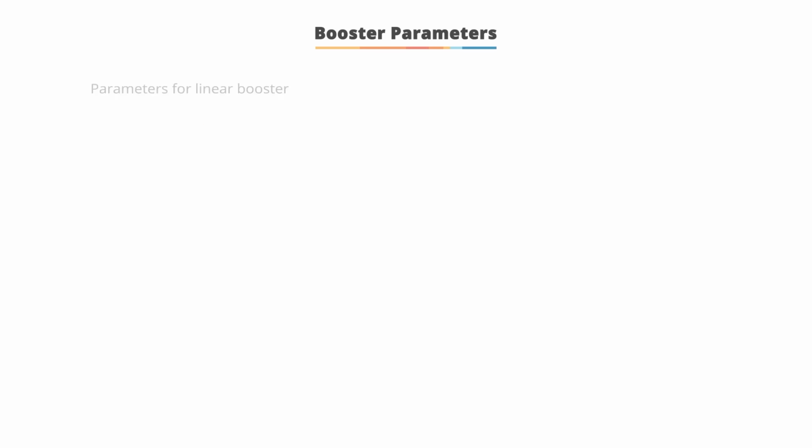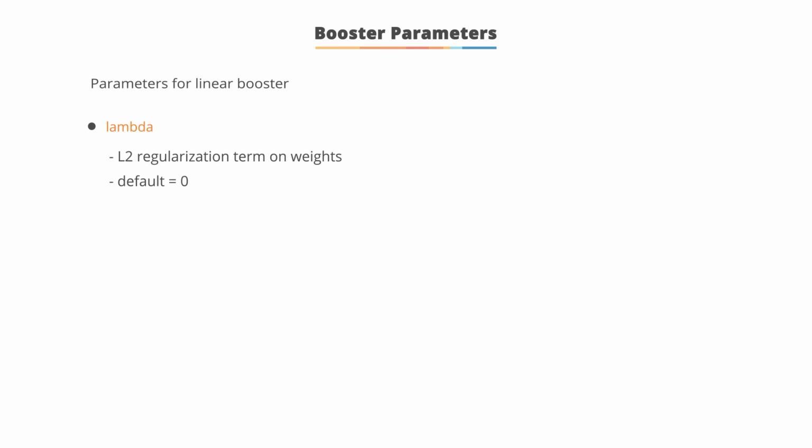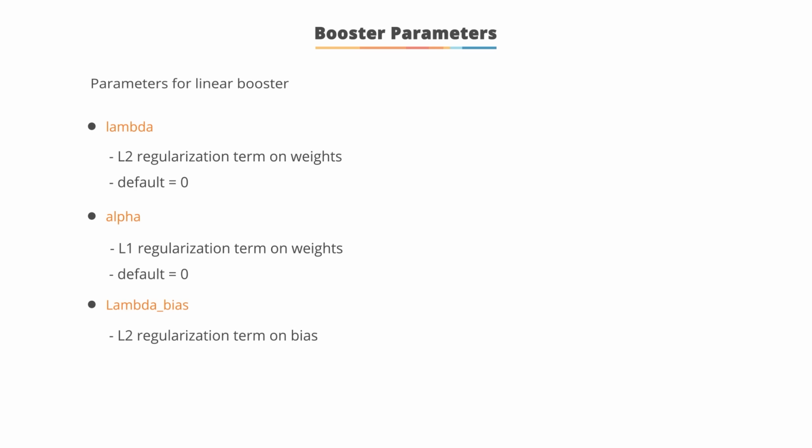Now let's understand the parameters for linear booster. Lambda defines the ridge regression regularization term on weights. Increasing this value will make the model more conservative. The default value is 0. Alpha defines the lasso regression regularization term on weights. Increasing this value will make the model more conservative. The default value is 0. Lambda bias defines the ridge regression regularization term on bias. Increasing this value will make the model more conservative. The default value is 0.